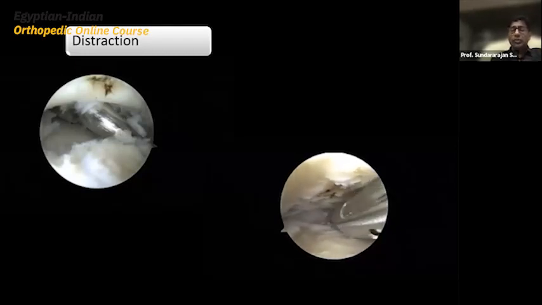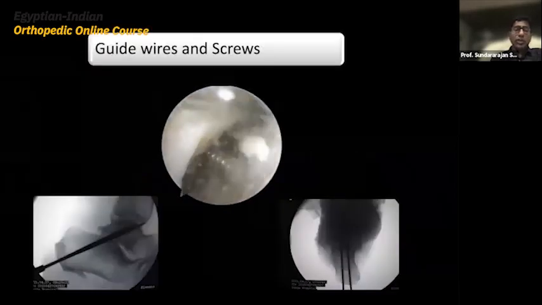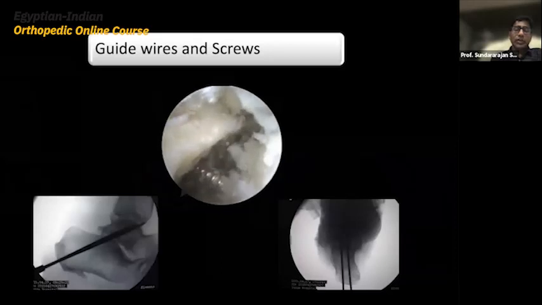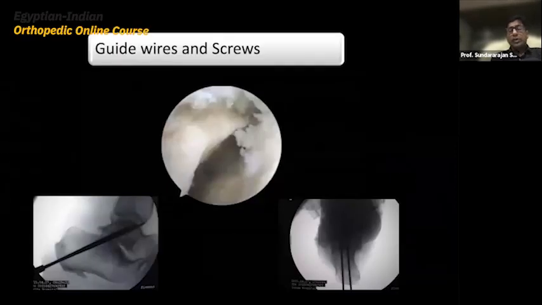So after removing all the cartilage, under image guidance you use the guide wire like this, and you can see that a threaded pin goes inside the posterior facet. Then you use the cannulated screws to fix the subtalar joint.